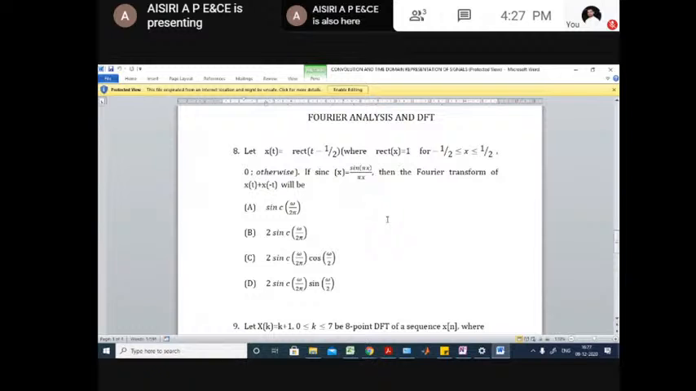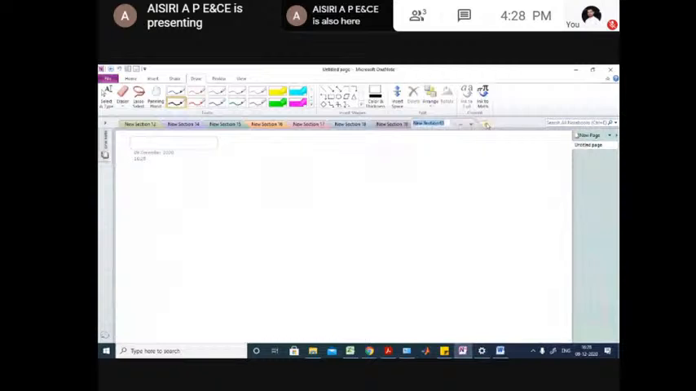The question is: let x of t be equal to rect of t minus half, 0 otherwise, where sinc of x is equal to sine of pi x by pi x. Then the Fourier transform of x of t plus x of minus t will be. This problem would require an elaborate explanation. There are a good number of similar problems, so I'll take a bit of extra time to explain this one, because if you understand the underlying concept, the similar concepts would definitely help you solve the other questions.